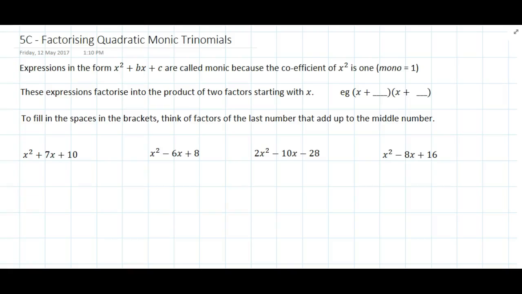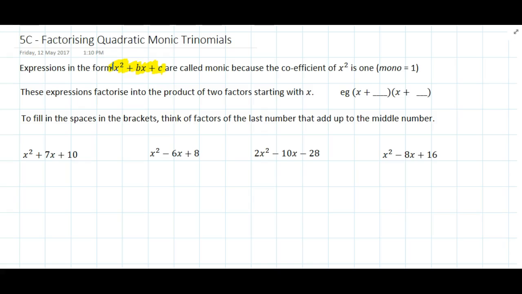Hi guys, this is a video tutorial on factorising quadratic monic trinomials. Expressions in the form of this one here are called monic because the coefficient of x squared is 1. Mono means 1. We can use this technique to factorise this. This is another factorisation tool along with the stuff we've done in the previous chapters. This will be new to most of you.